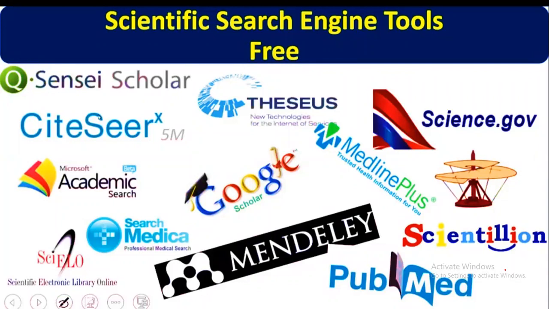So here are some scientific tools or search engines where you can search your research articles free of cost. I have shown you the interface of Google Scholar only and gave you an introduction to how you can search on Google Scholar. Here are some other search engines too: Semantic Scholar, Microsoft Academic Search, Mendeley, PubMed, science.gov, and all these are free of cost scientific search engine tools.